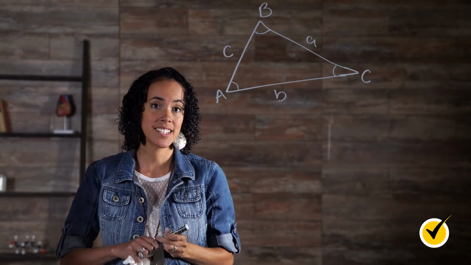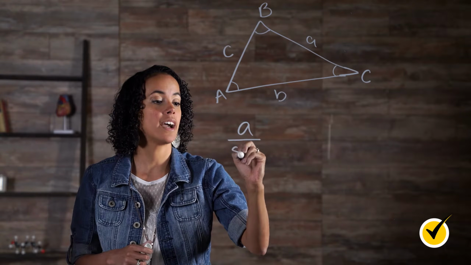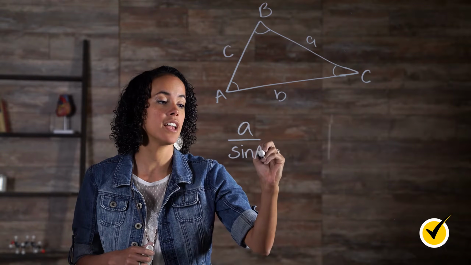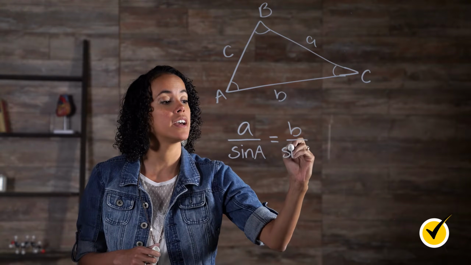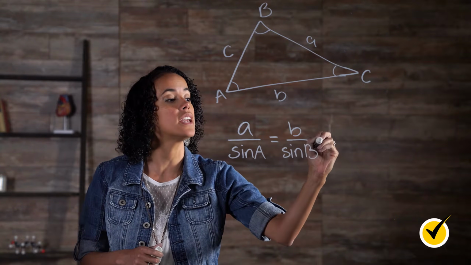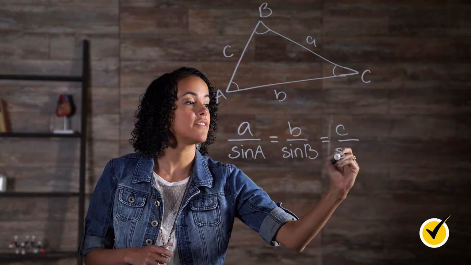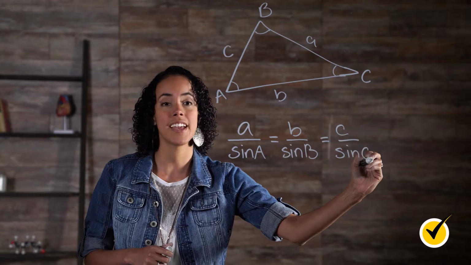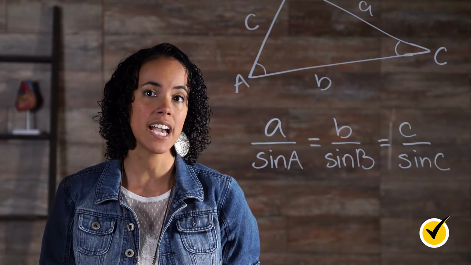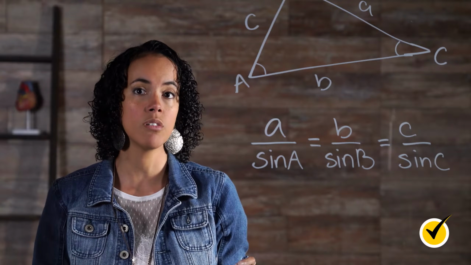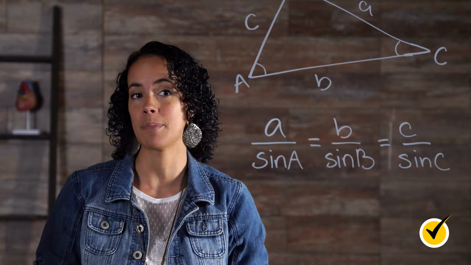The law of sines tells us that the length of side a divided by the sine of angle A is equal to the length of side b divided by the sine of angle B, which is also equal to the length of side c divided by the sine of angle C. What this means is that the ratios of the length of a side and the sine of its opposite angle are in proportion to the ratio for the other angles and their opposite side.